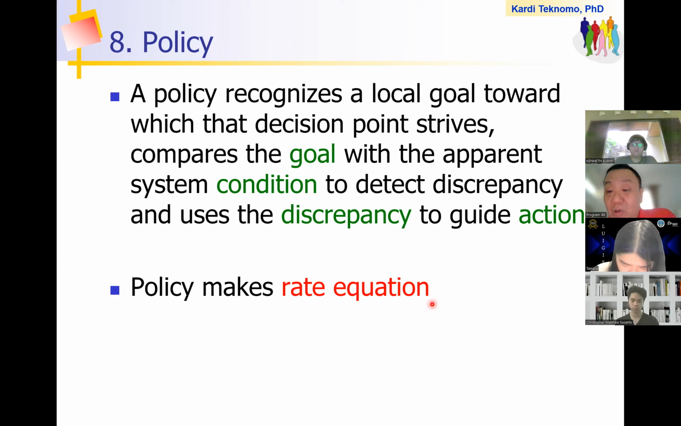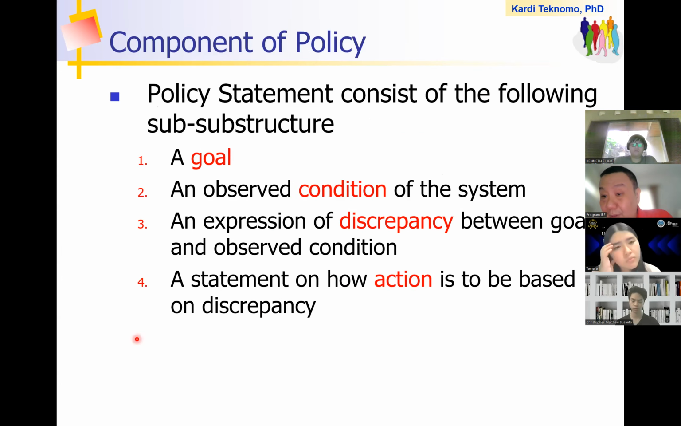So we have what is called the rate equation here. With that, after a very long introduction, you have what is called the goal, and then you have the observed condition, the current condition. Then you get the discrepancy between the goal and the current condition. From that discrepancy, you produce action. I will give you an example in a minute.